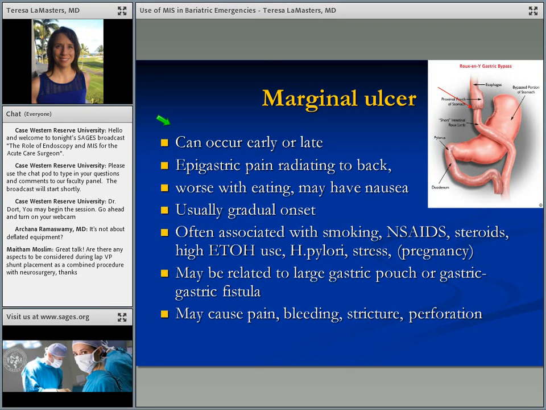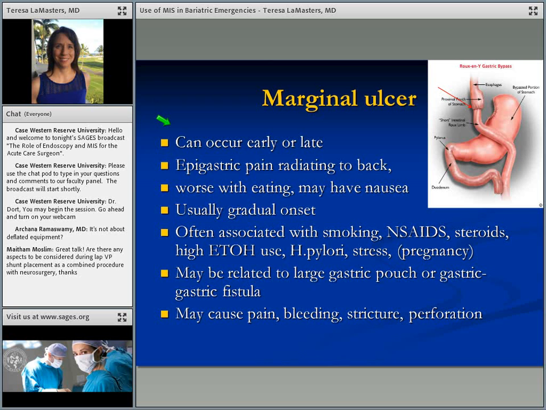They present with epigastric pain radiating to the back. The key difference between this and the bowel obstruction is it's usually associated with eating, and they may have nausea, but they don't have the crampy abdominal pain. It's usually a gradual onset, and probably 80% of the time it's going to be associated with either smoking, NSAIDs, or another causative agent like steroids, high amounts of stress, methamphetamine use, cocaine use. These can all be causes.